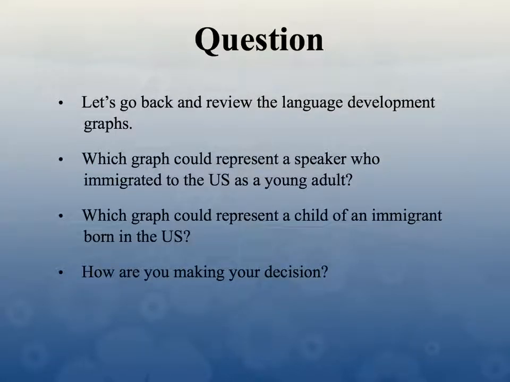So let's go back and review the language development graphs. Which graph do you think could represent a speaker who immigrated to the US as a young adult? Which graph do you think could represent a child of an immigrant born in the United States? And how are you making your decision when you look at those language proficiencies over time? What do you think is impacting why some of the languages go up or down across time? Let's take a look.